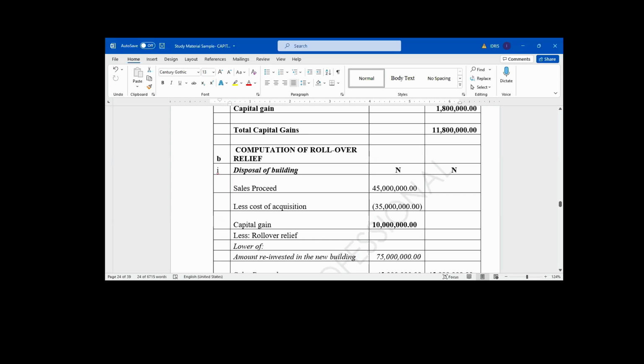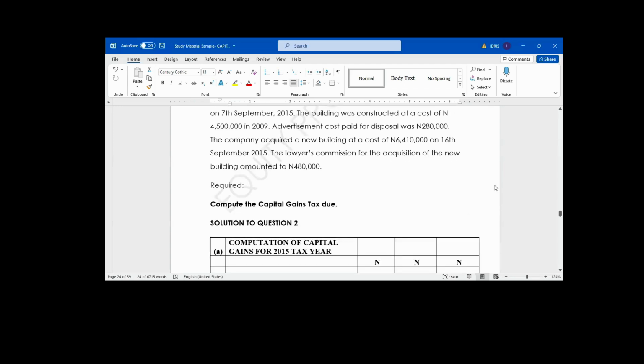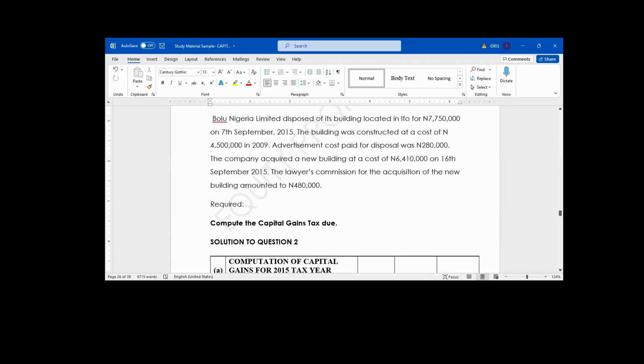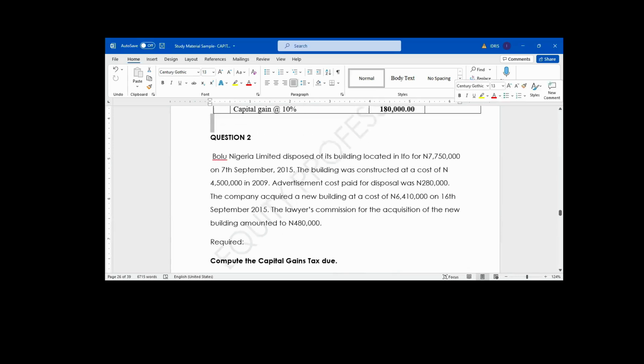So let's look at a question you can solve now. Let's solve illustration, examinable question 2. Somebody should help us read that. Okay, I'll read.